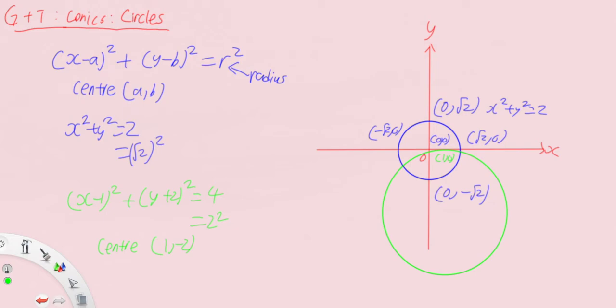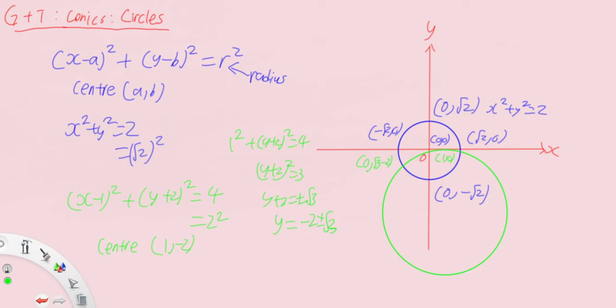How about the y-intercept? To calculate the y-intercept, simply let x equal 0 in the equation of the circle. So you have 1 squared plus y plus 2 squared equals 4. You have y plus 2 squared equals 3. y plus 2 equals plus minus root 3. Don't forget, when you take the square root of a number, you have plus minus. Then you have y equals minus 2 plus minus root 3. Therefore, your circle will intersect the y-axis at 2 points. One at (0, root 3 minus 2).